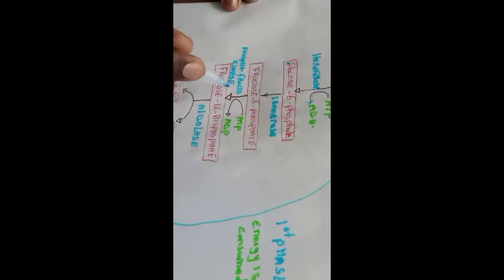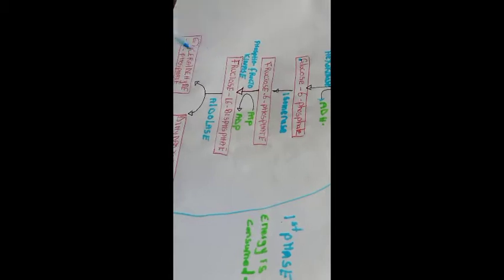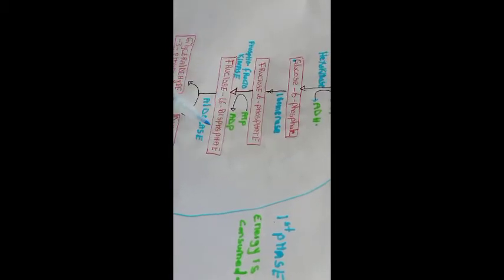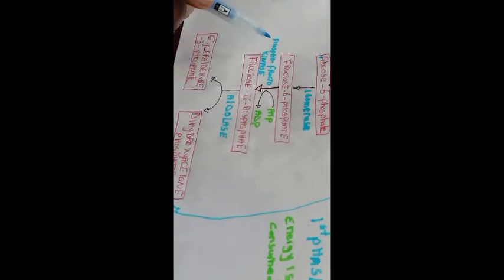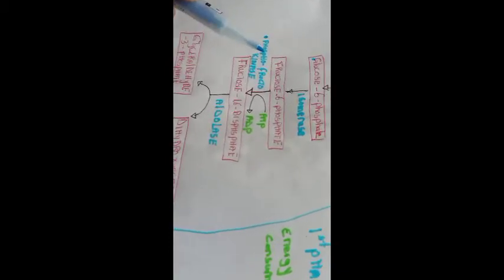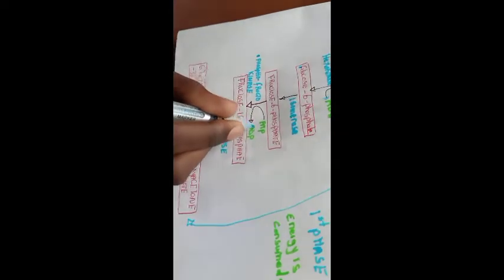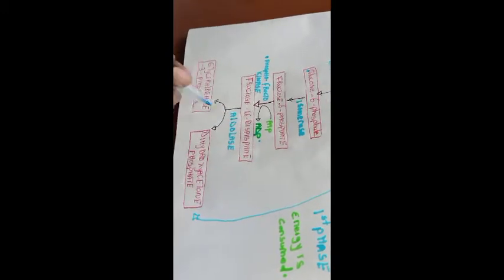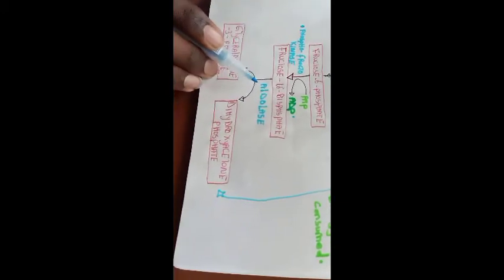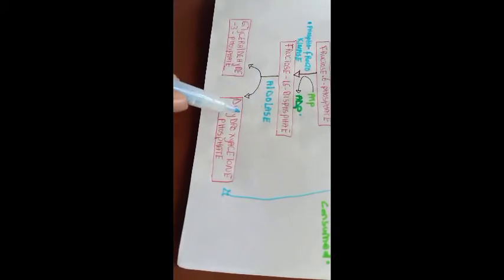And jumping to the next step, fructose 6-phosphate is turned to fructose 1,6-bisphosphate, and this reaction is catalyzed by an enzyme called phosphofructokinase. This is a kinase enzyme, and ATP is lost to produce ADP. Then fructose 1,6-bisphosphate is cleaved by an enzyme called aldolase to form these 2 products.